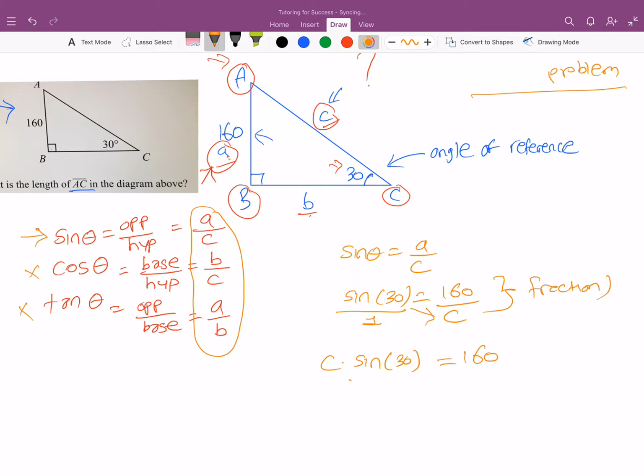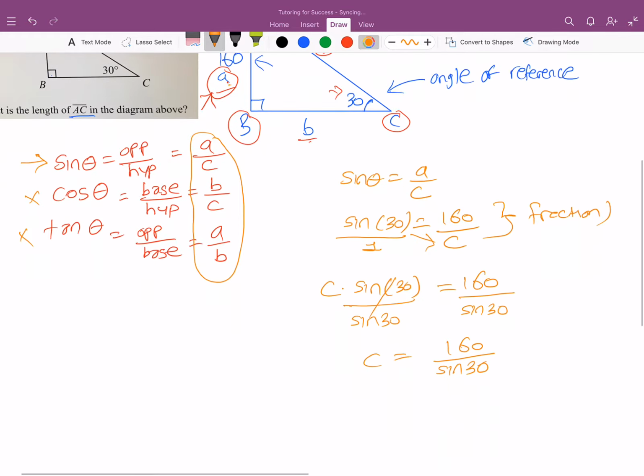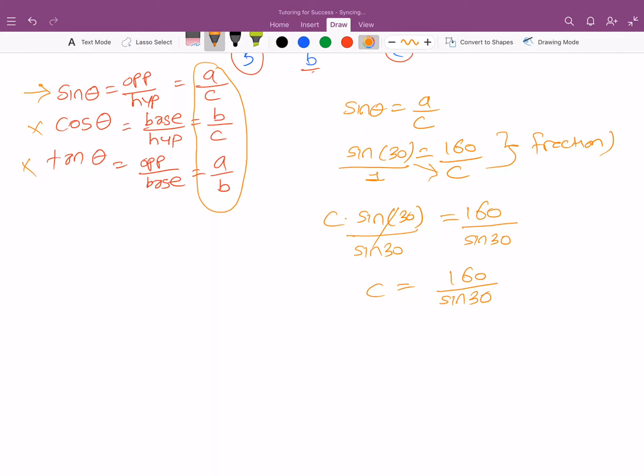I am finding C, so I don't want sine 30. Okay, so sine 30 goes away. C is 160 over sine 30. Okay, so now what is sine 30? How much is sine 30? Sine 30 is 1/2.